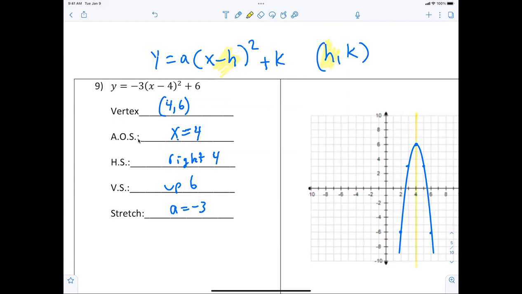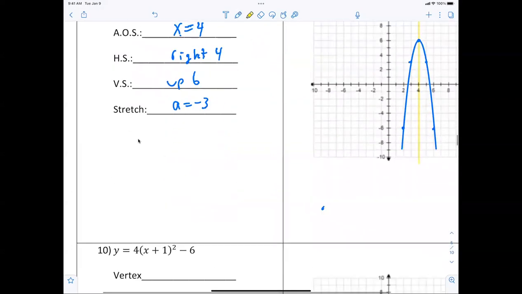What's 2 squared? 4. 4 times negative 3 is what? 12. There you go. That's how you got that. It's always 1 squared is 1, 2 squared is 4. You take those numbers and multiply them by whatever is the a.